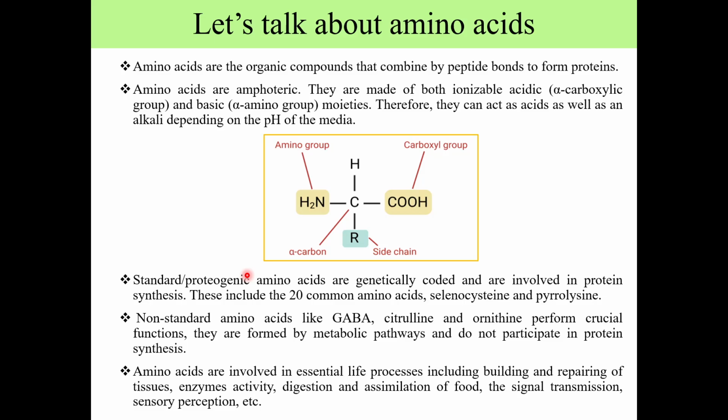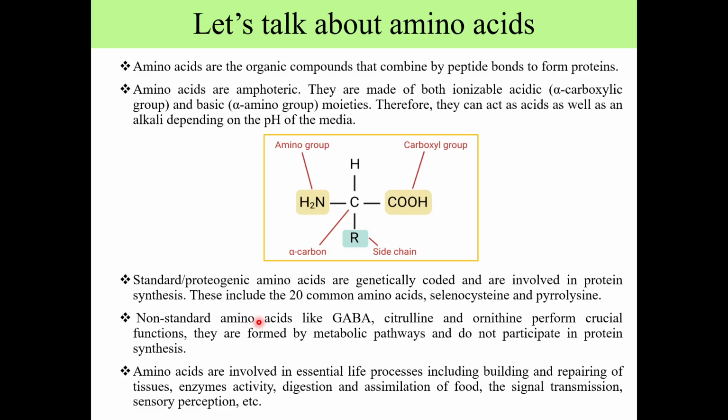So they are genetically coded, and there are a total of 20 common amino acids, and 2 very special amino acids, for example, selenocysteine and pyrrolysine. Pyrrolysine is found in bacteria and archaea, and selenocysteine is nothing but cysteine with a selenium group instead of sulfur.